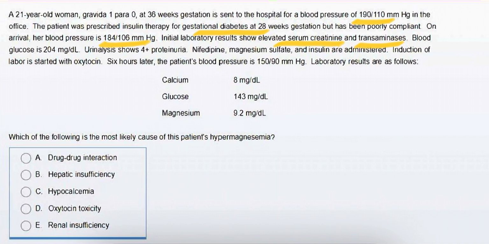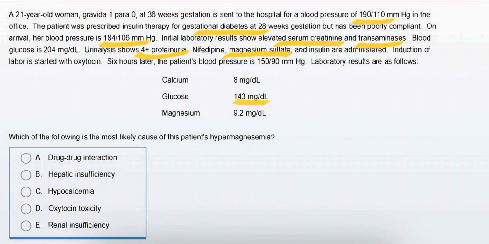Initial laboratory results show elevated serum creatinine and transaminase. Blood glucose is 204 milligram per deciliter. Urine dipstick shows 4 plus proteinuria. Nifedipine, magnesium sulfate, and insulin are administered. Induction of labor is started with oxytocin. 6 hours later, the patient's blood pressure is 150 by 90.